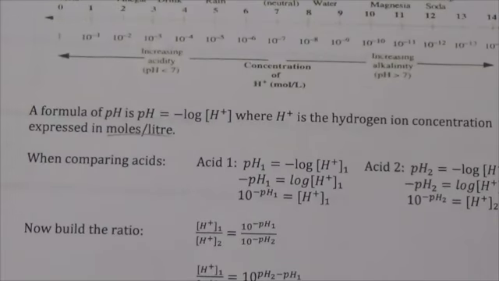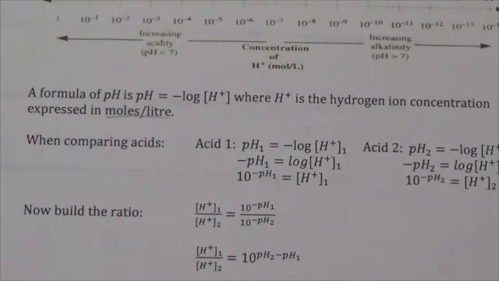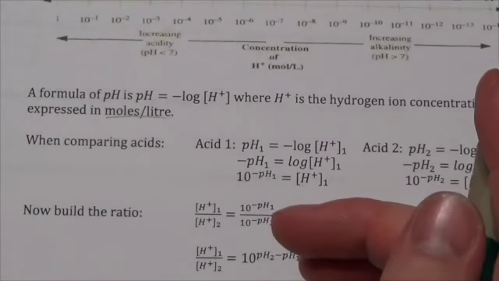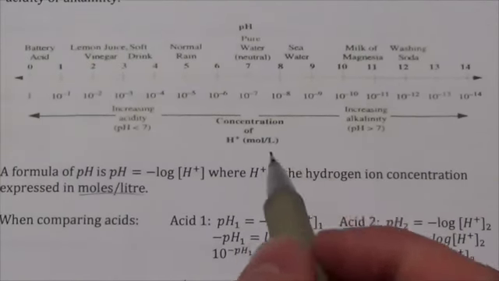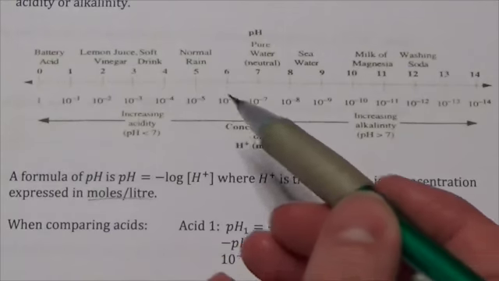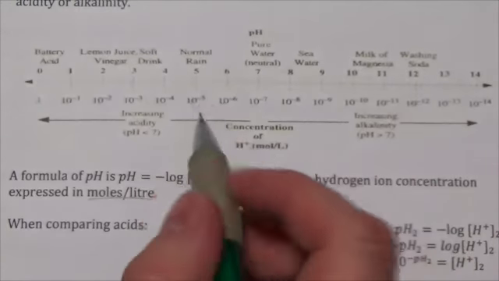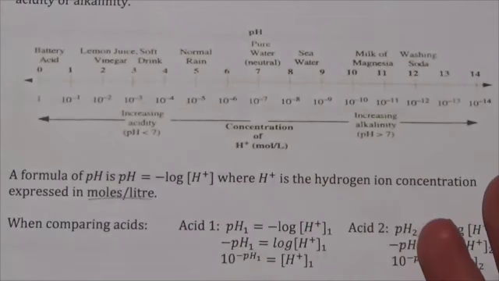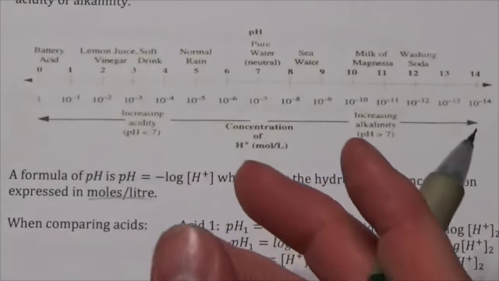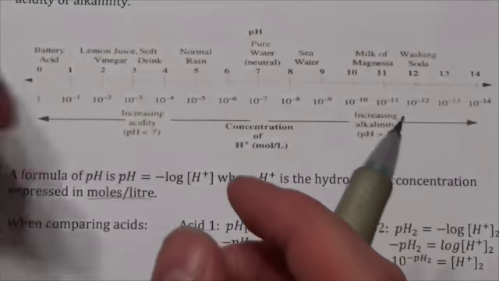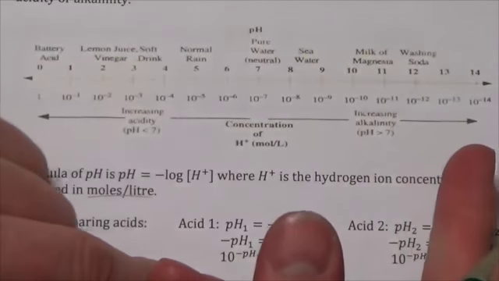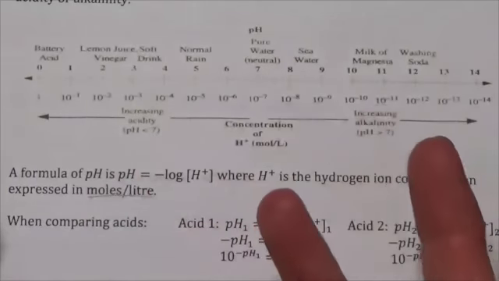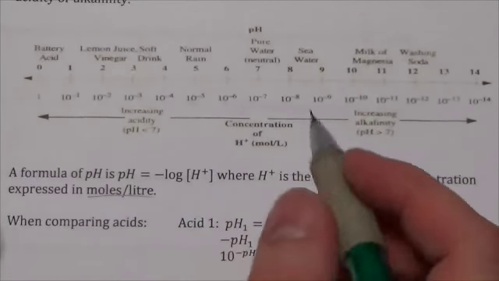Okay. Now, the complexity in this problem comes from the description here. If we move down the scale, we get more acidic. If we move up the scale, we become more alkaline. So sometimes we can compare the acidity of two solutions, or we can compare the alkalinity of two solutions, and you have to pay attention to the descriptor here to know which direction you're going.